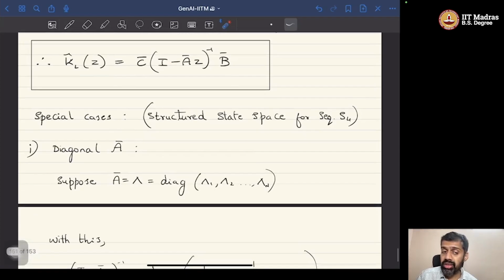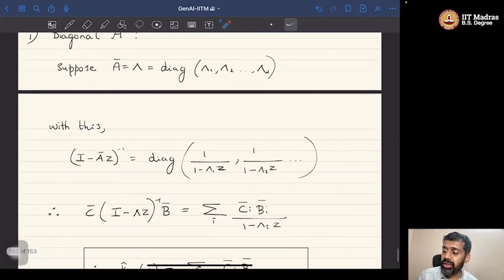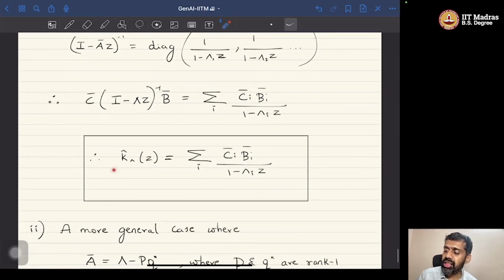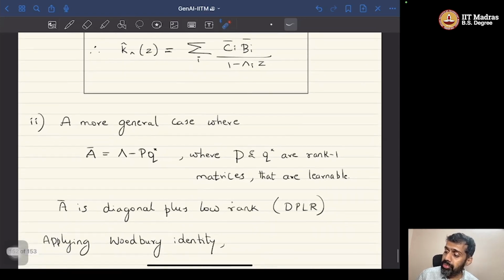Now several structures can be imposed on A. One such structure is to make A bar a completely diagonal matrix. If it is made a diagonal matrix, then the kernel computed in the frequency domain has the form of a Cauchy kernel, where there is some constant divided by 1 minus lambda i times Z. The diagonal case is very restrictive.